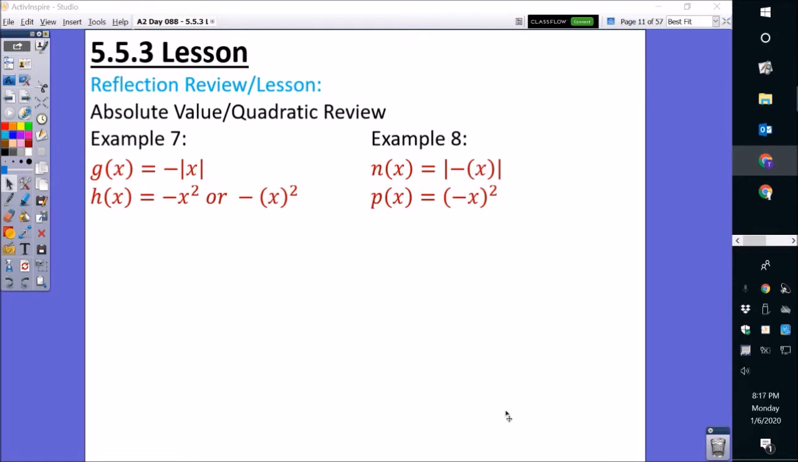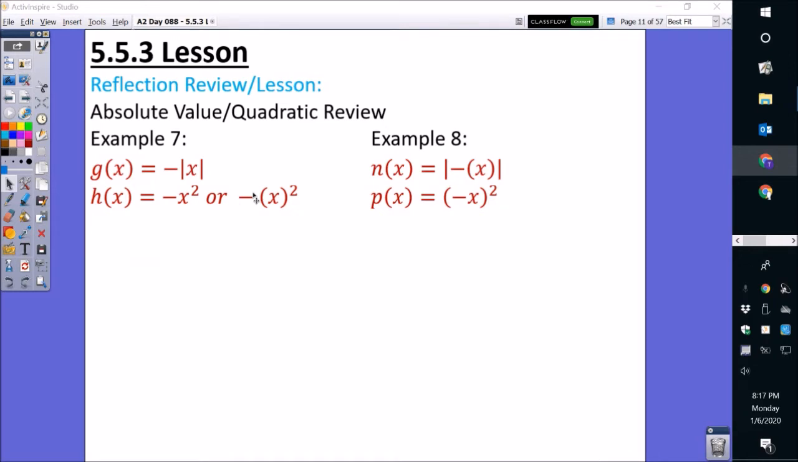Now for example 7, we have two equations where g of x is written in absolute value form and h of x is written in quadratic form. So g of x is negative of absolute value of x, and h of x is negative x squared. Now I've written in two forms. The first one is without the parenthesis, and the second one is with parenthesis. And as I stated before, sometimes some people find it helpful to write the parenthesis so that they can see that the negative sign is outside of the parenthesis.